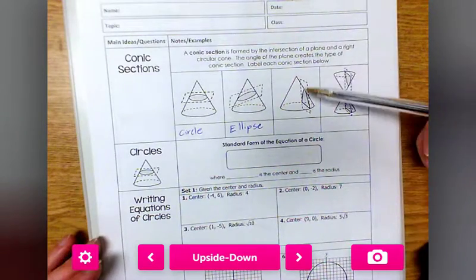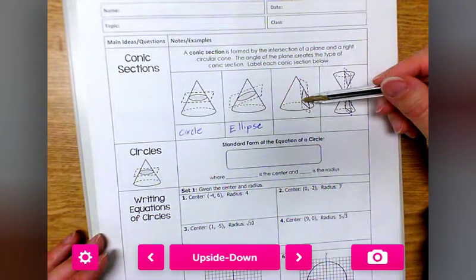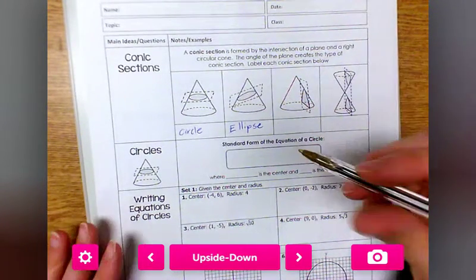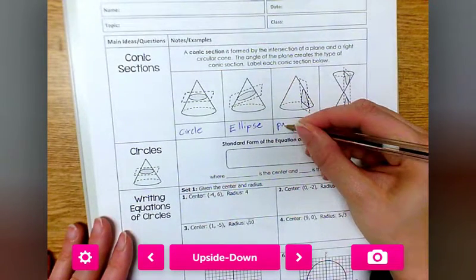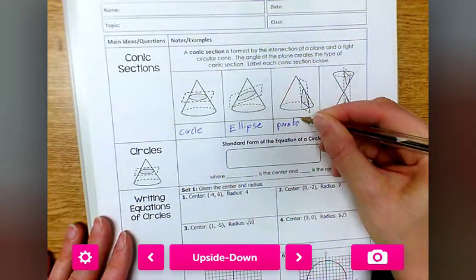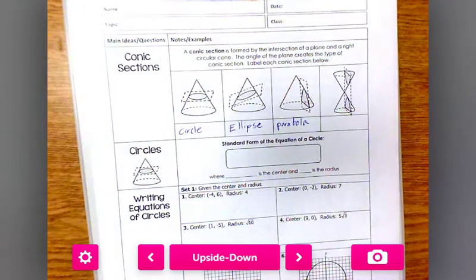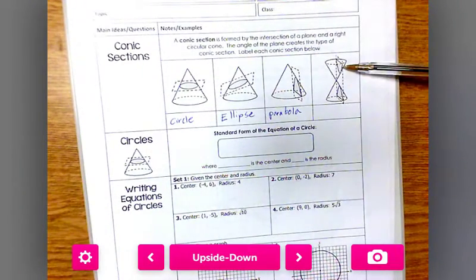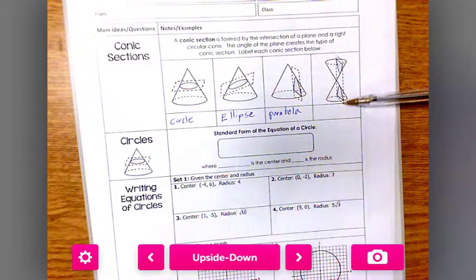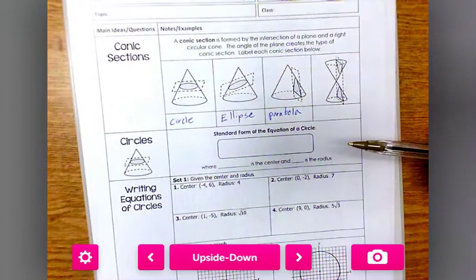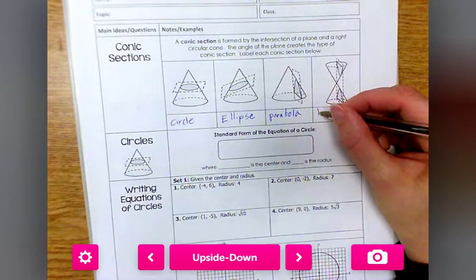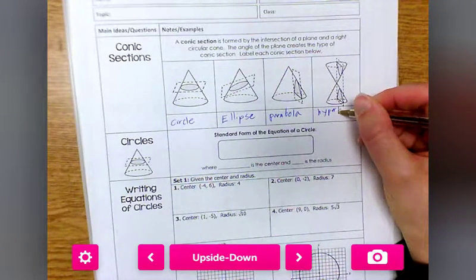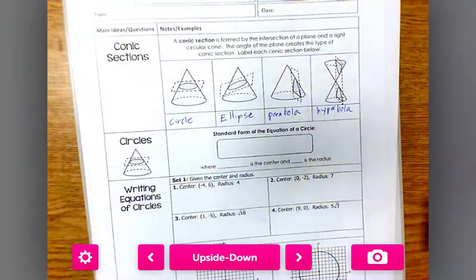Okay, anybody know what shape this makes right here? It's a parabola. Okay, what about these two right here? It's kind of 2 parabolas on top of each other. We call that a hyperbola. Hyperbola. Okay.